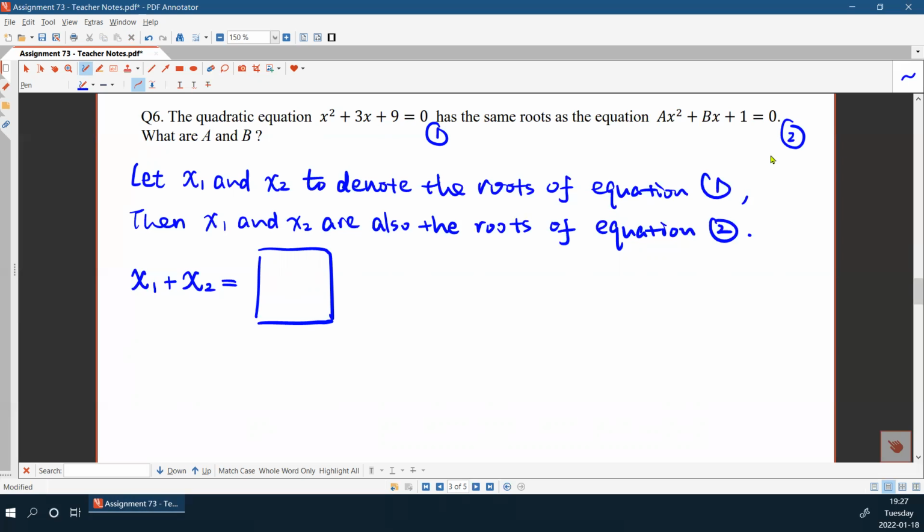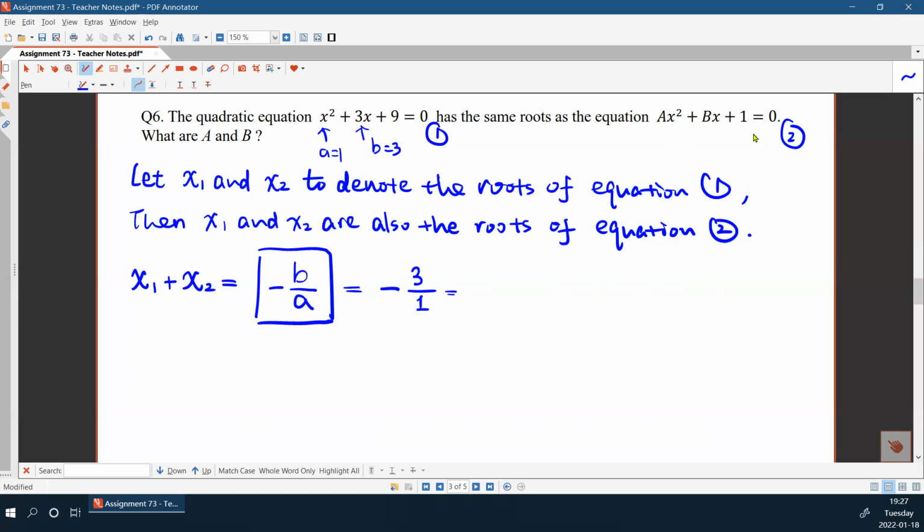You still remember that? Negative b over a. Yes, it's negative b over a, right? And according to equation 1, what is negative b over a? What is b? It's 3. This is our b, right? So b is 3. What is a? 1. A is 1. Okay, this is according to equation 1, right?